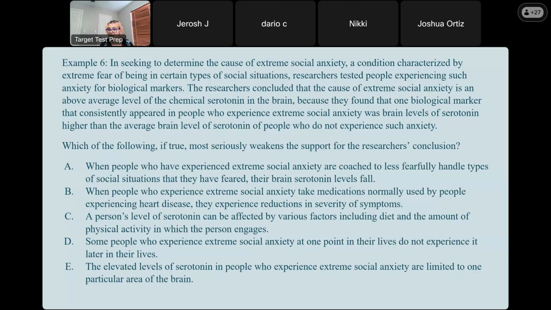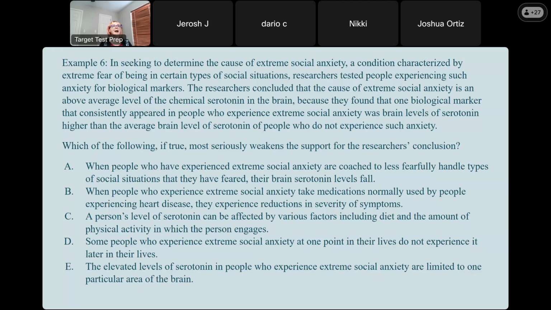So, B, does it not weaken heart disease medicine resolving social anxiety? Can be implied that it is more related to heart than serotonin in the brain. It certainly could be implied that that is the case, but it's too much of a narrative that we as the audience would have to spin. So it doesn't say that.